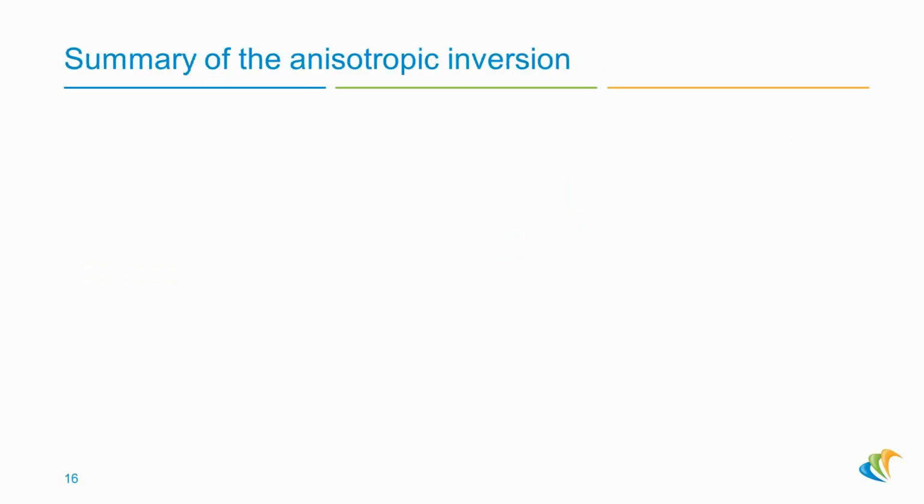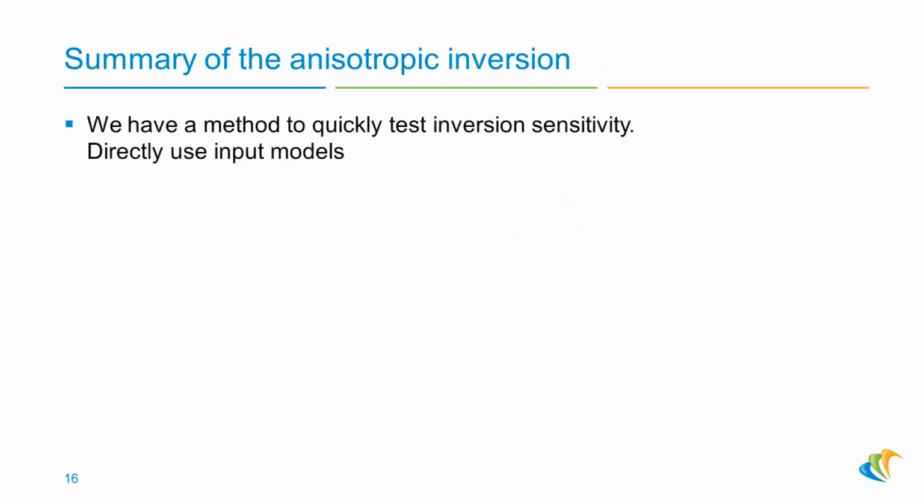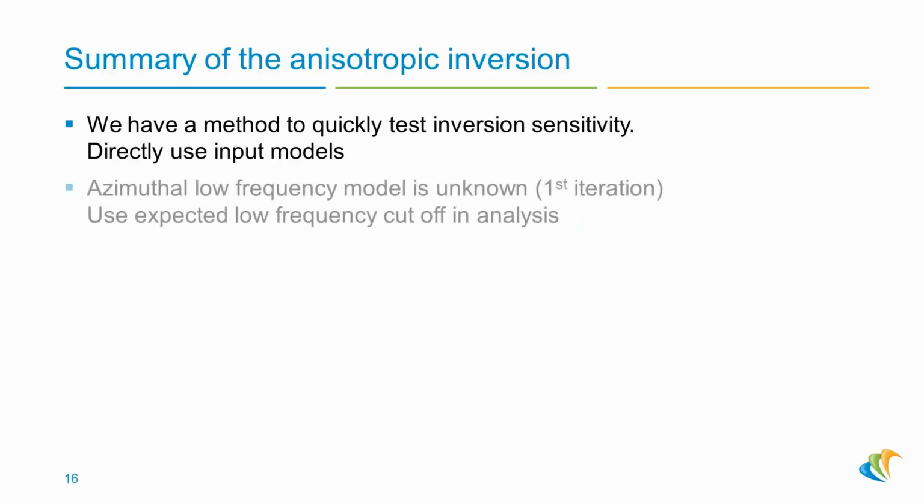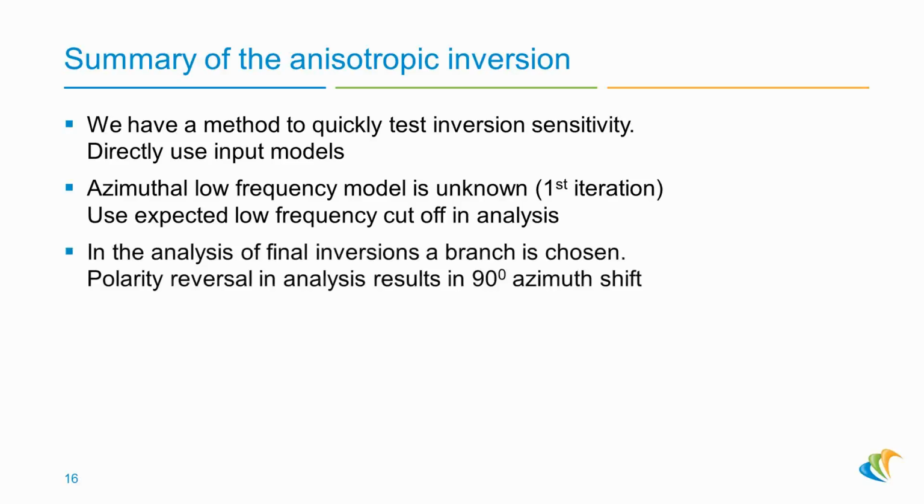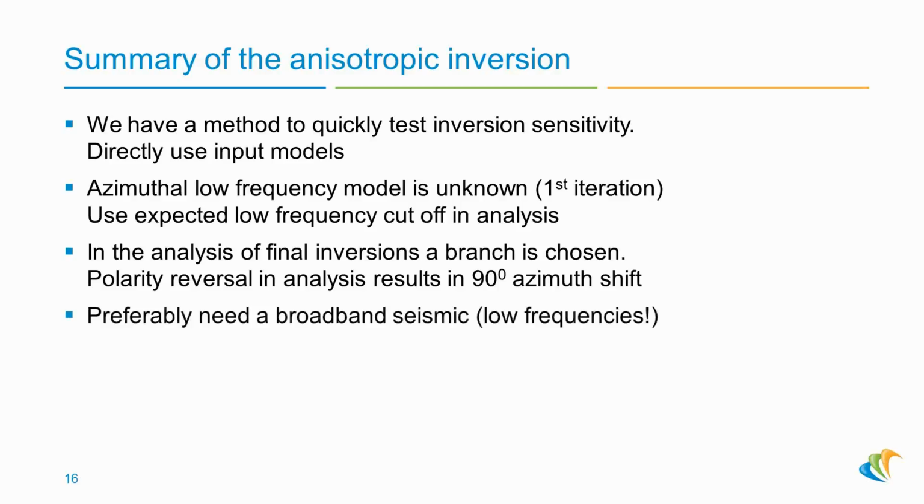So a summary of the anisotropic inversion here. We have a method to quickly test the inversion sensitivity and directly use it on our input models. We can do our inversion, but in the first pass the azimuthal low frequency model is unknown, so we have to use the expected low frequency cutoff in the analysis. In the analysis of the final inversions, a branch is chosen, so polarity reversal in the analysis results in a 90-degree azimuth shift, and we preferably need broadband seismic data to reconstruct the low frequencies.